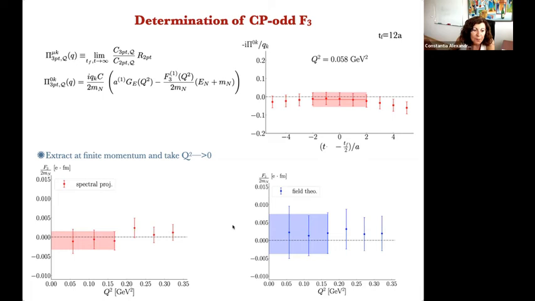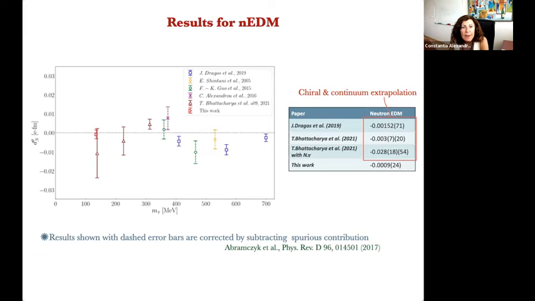So practically for low Q square, I don't see any strong variation. So we take, I mean, these results do not allow for anything else than a fit to a constant to extract this zero momentum transfer form factor.